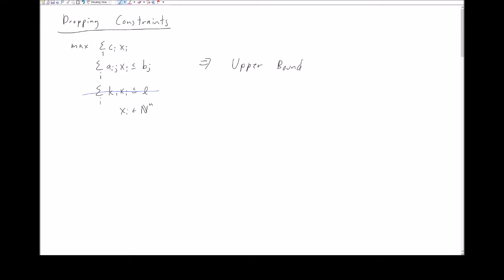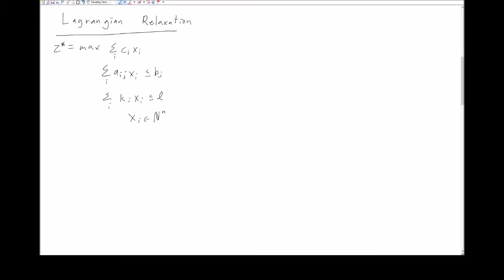Unfortunately, dropping this constraint is sort of a silly thing to do, and Lagrangian relaxation is going to give a better way of dropping constraints out of an integer program. The actual procedure to take a Lagrangian relaxation is quite simple, but in order to use it effectively, we have to understand where it's coming from. Let's just build some notation.